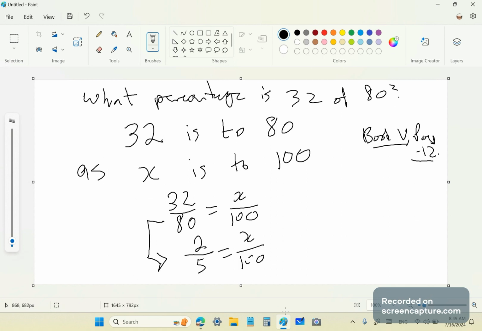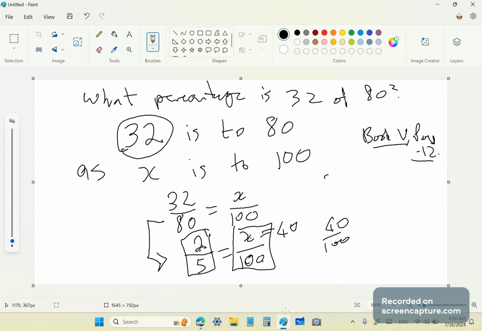So we know that for the left side to equal the right side, there must be a factor that we can multiply both 2 and 5 by to arrive at x and 100. Well, what can we multiply 5 by to get 100? Yes, the answer is 20, right? And if we multiply 5 by 20, we have to multiply 2 by 20, which means that x must be 40, okay? So 40 over 100 is the proportion that 32 is of 80, okay?